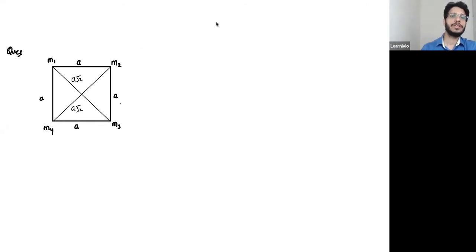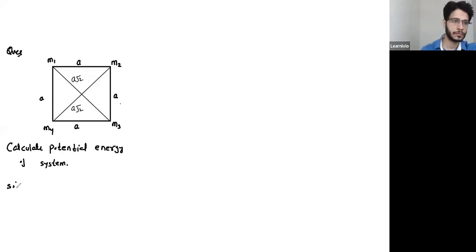So to calculate potential energy of this type of system, you can divide the system in systems of two masses each. Like we can first calculate potential energy of M1 and M2. Then we can calculate potential energy of M1 and M3. Then M1 and M4. Then M2, M3, M2, M4. We have to decide the total number of interactions. Then we will calculate potential energy corresponding to each interaction.